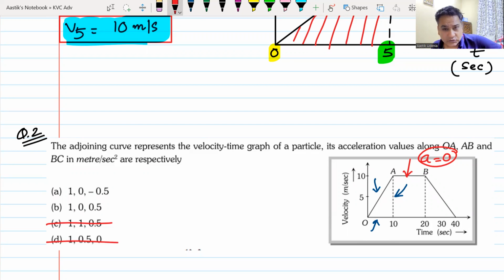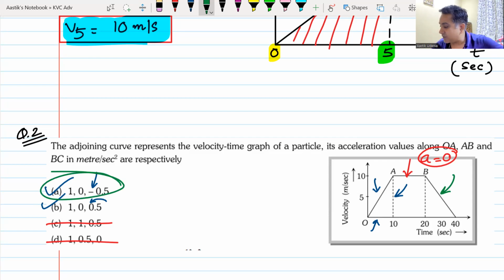In A and B also, both the options are matching. The only thing is here it is negative and here it is positive. So you just have to find out whether the acceleration in the part B to C is positive or negative. You don't have to even calculate that. You can easily see that this is negative and therefore the correct option has to be option A, my dear friend. Do we understand this?